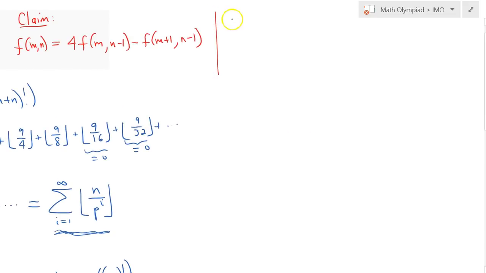Let me quickly verify this. So verification, or proof if you will. This is a very nice recursion, isn't it? But let's quickly prove it. Let's start from the right hand side and see if we can get to the left hand side.